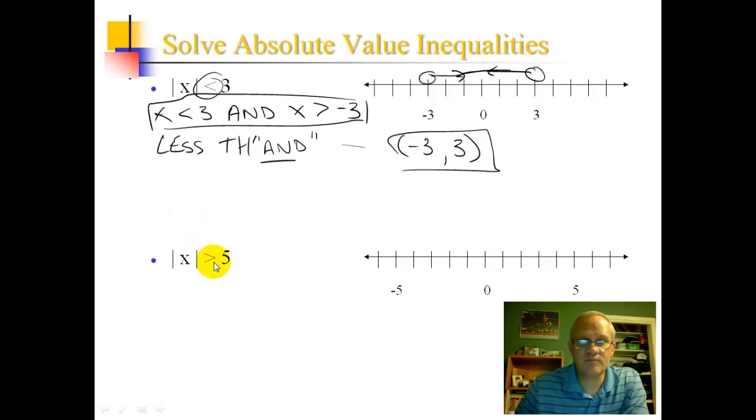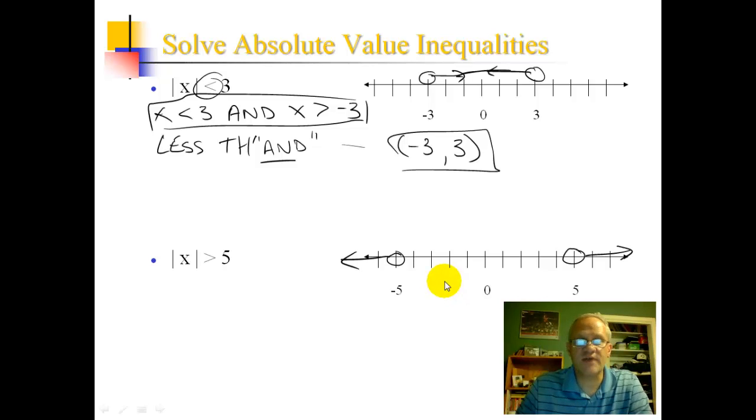What about this one here? It's greater than. Well, that means the absolute value has to be farther from 0 than 5 units. It has to be further away than 5. So here's 5. It's not equal, so I'm going to make it an open circle, and farther away means it's going to go that way. 5 units in the other direction is -5. I'm going to put an open circle, and it's going to go away from 0, like that.